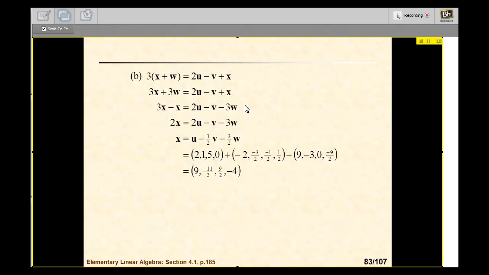Next one is the b part. In the same way, you can find the b part, that is 3x plus w will be equal to 2u minus v plus x. That is equal to like this. In this way, we can find it. So just take the x on the left side, and w will be on the right side. You can find the value of x, that will be equal to 2, 1, 5, 0. You can find the value in this way.